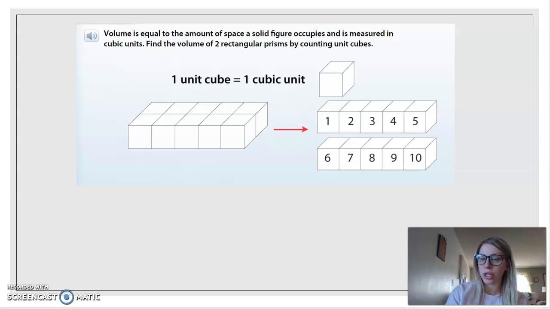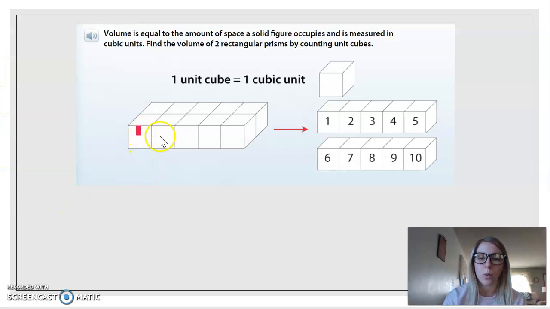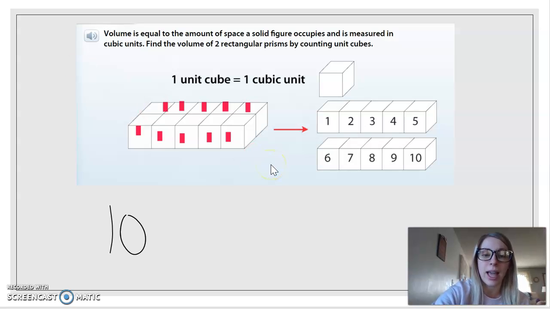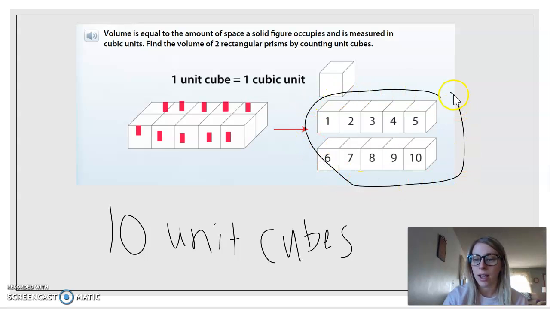So we're just going to do one here. We have a rectangular prism, and we have a set of unit cubes within that rectangular prism. So if I come up here and I mark 1, 2, 3, 4, 5, 6, 7, 8, 9, 10, I know that this figure is going to be 10 unit cubes, because there are 10 of them, and it shows that here as an example.